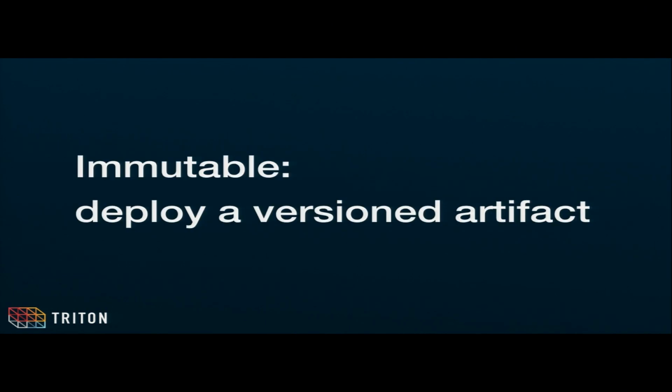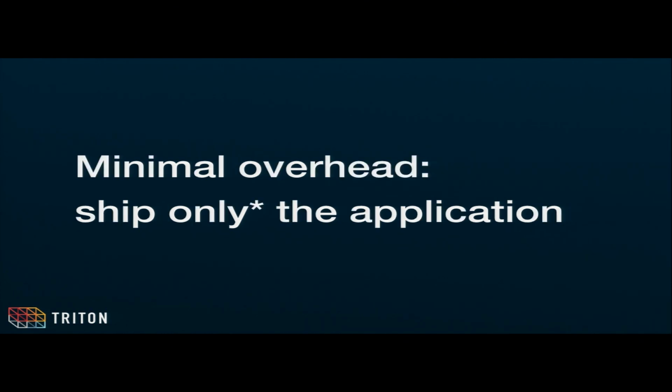Immutability, right? We can deploy a versioned artifact. We can answer this question, what version is our infrastructure? And those artifacts can be signed, they can be tested for function, for security. We have minimal overhead, right? We ship only the application, and you'll notice the asterisks there, because that's pretty much what this talk is about, and we'll kind of get into what that really means.